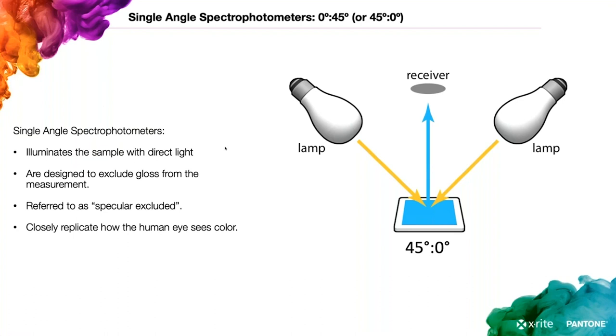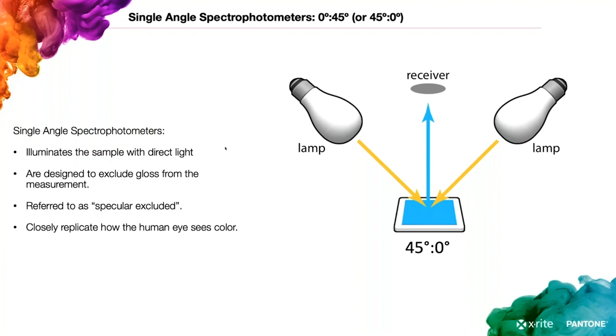They're generally referred to as specular excluded, although that's more for sphere geometries, but we can refer to this as seeing things spectrally excluded. And this closely replicates how the human eye sees color. The reason I say that is, think about when you read a book in a room.